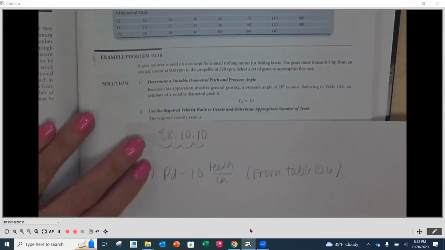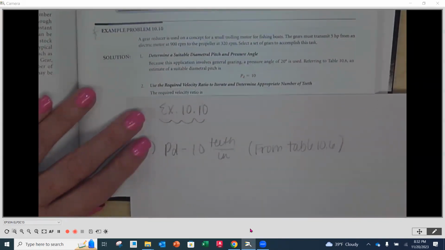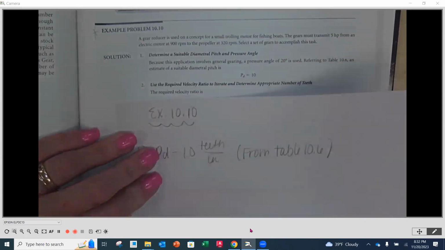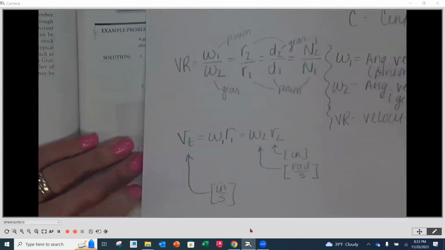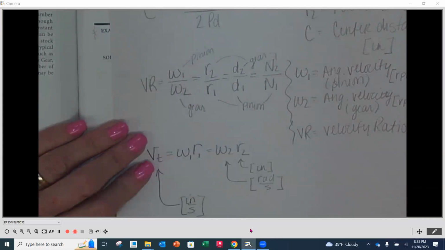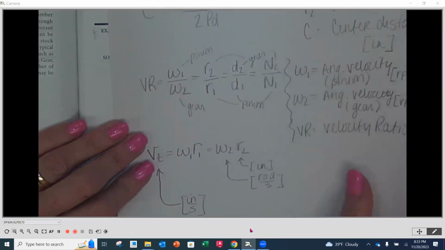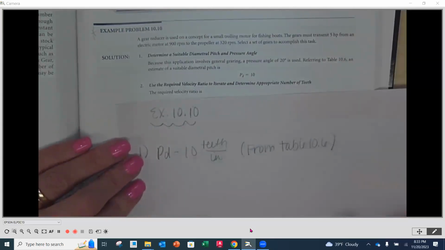So now that we have our diametral pitch, the next thing we need to do is use the required velocity ratio to determine what our number of teeth should be on our pinion and our gear. We know that our velocity ratio can be calculated in a couple of different ways: the rotational speed of the pinion over the rotational speed of the gear, and we want to find the number of teeth. So we are going to take that velocity ratio.